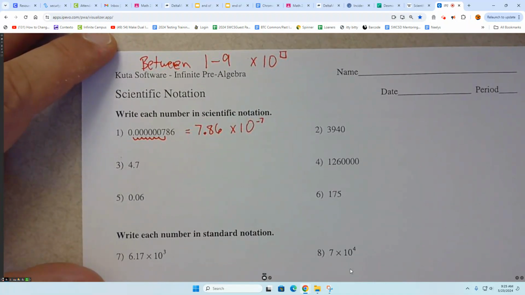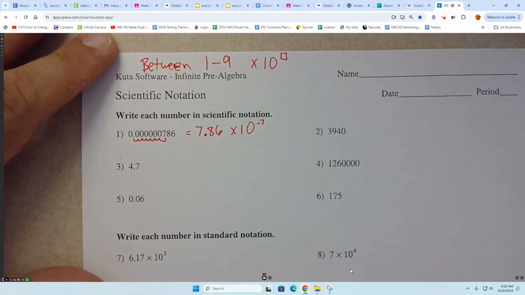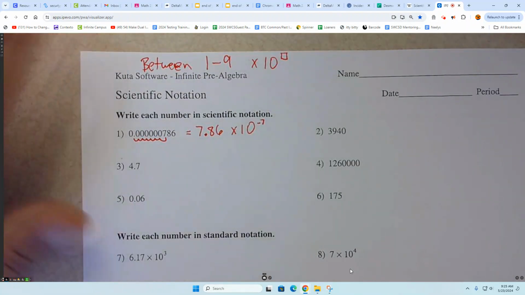When you get to chemistry, there are numbers that you're going to deal with that are written like this because they're really small things.